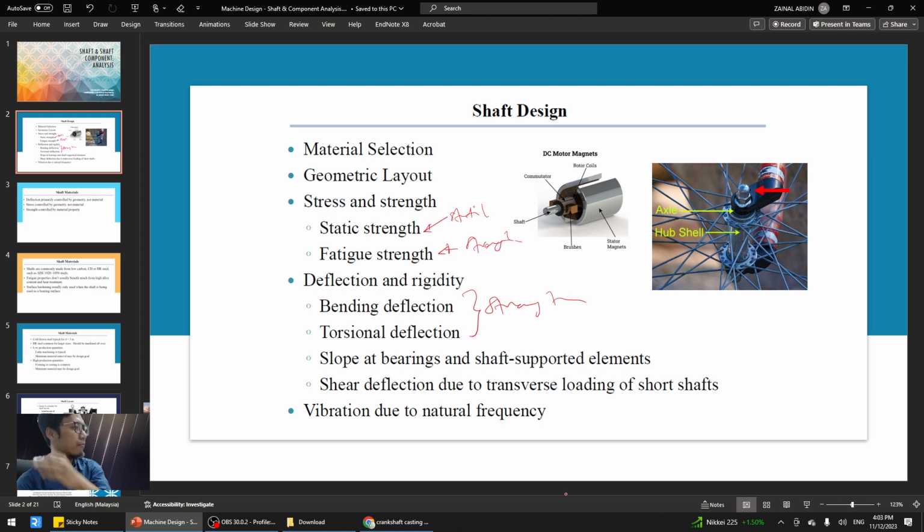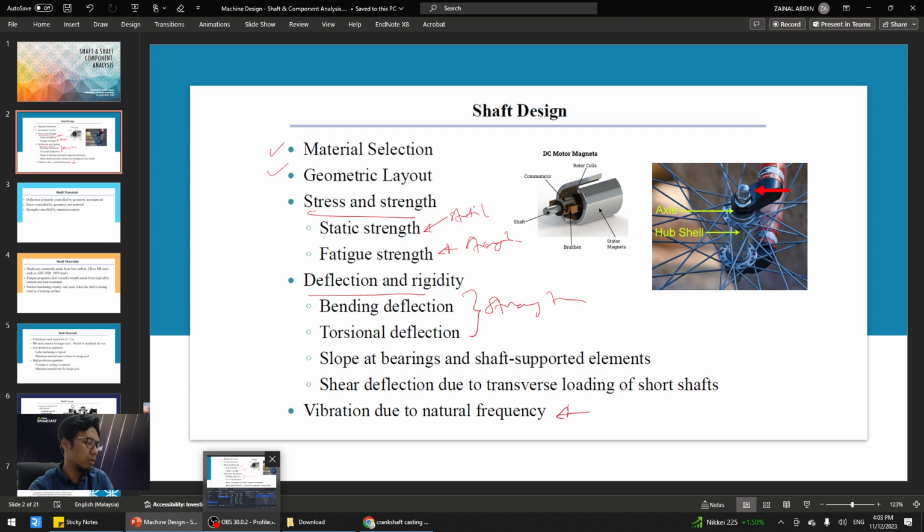Okay, and vibration, we do not cover it in our course. Basically, to design a good shaft, you must consider at least four items: material selection, geometric layout, stress and strength, deflection and rigidity of the shaft, and the last one is vibration, which is due to natural frequency. You know vibration?